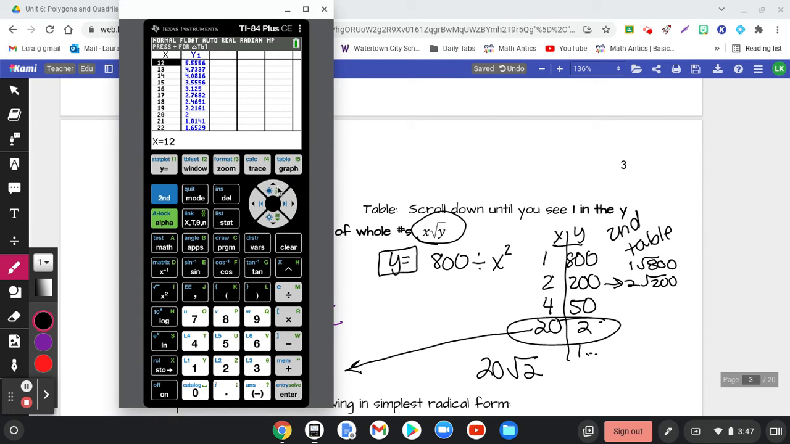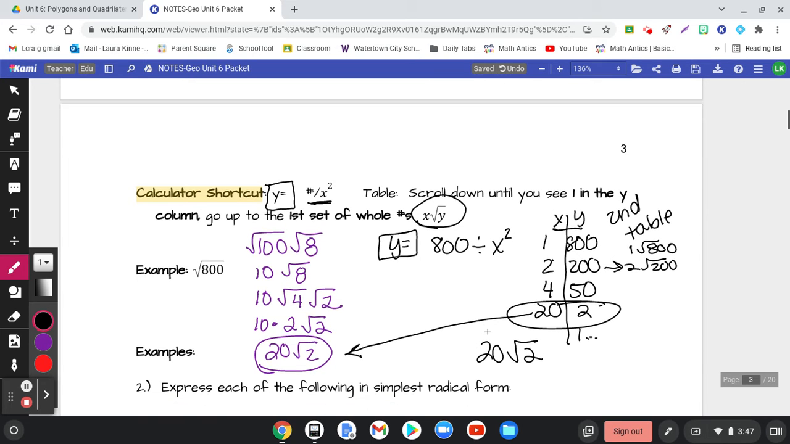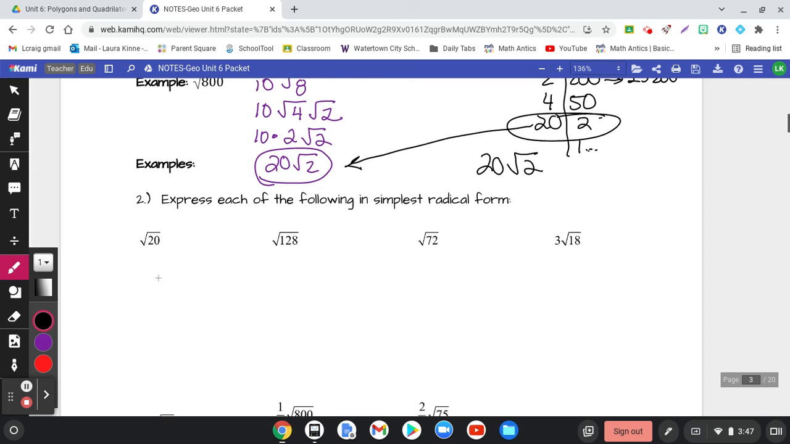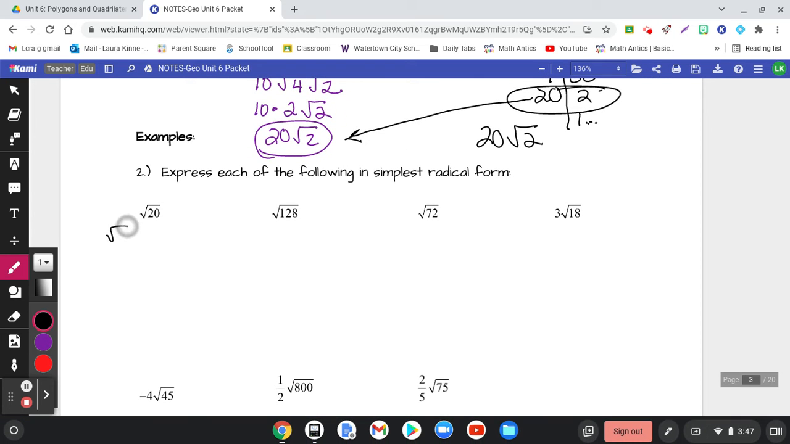Go back up. See how you have 10, 8? That was a value there, but it wasn't the one we need because it wasn't simplified all the way. So this table feature really helps. So let's practice with that. Again, you might notice right off the bat and say, oh, 20, that's 4 times 5. I can do that quick. And the square root of 4 is 2 radical 5. Well, why don't we practice with the table? Go to y equals and type in 20 divided by x squared.